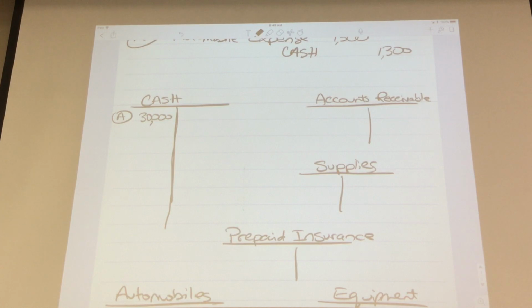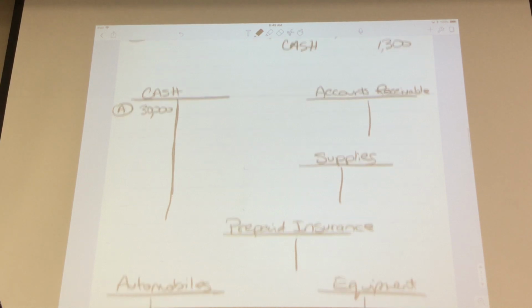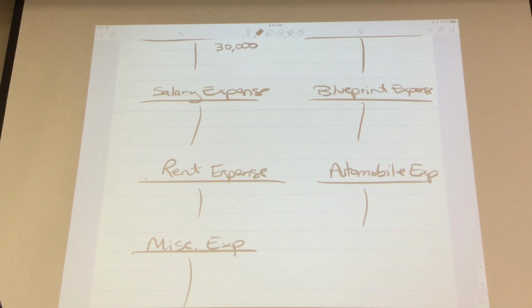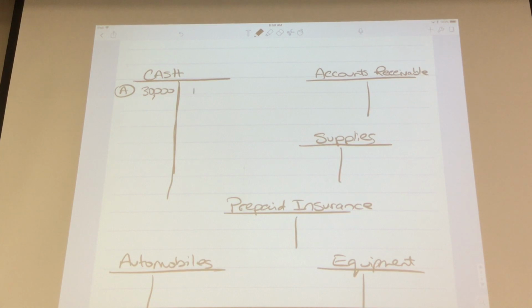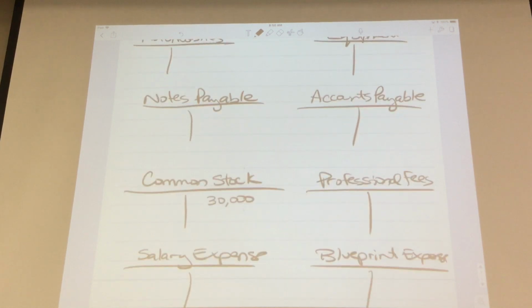All right, so what about letter B? $2,500 for rent. We debited rent expense. And what did we credit? Cash. All right, so we're taking just the journal entries, putting them in their T accounts, and then we're going to total up the new balances after we finish the posting.